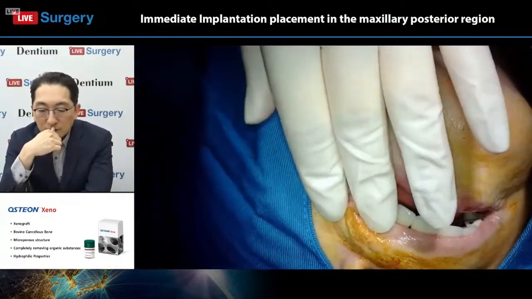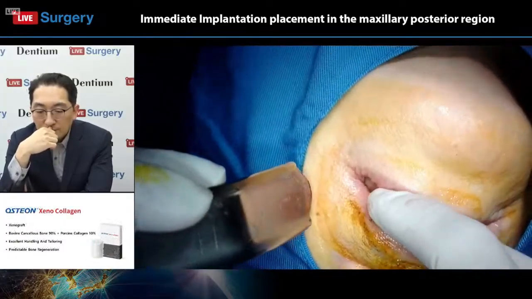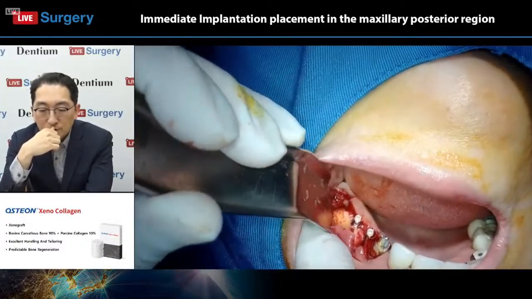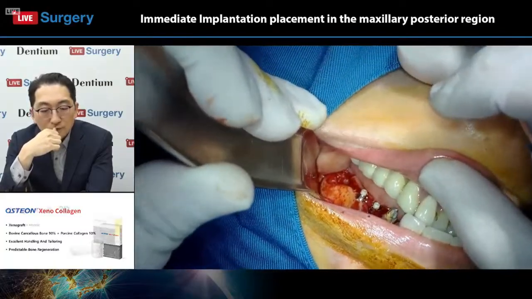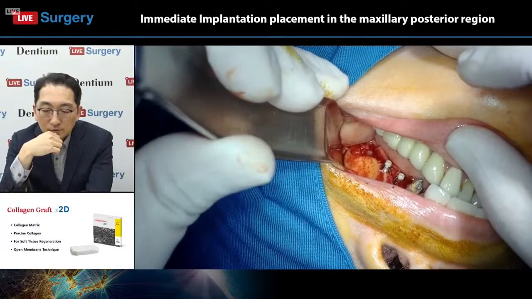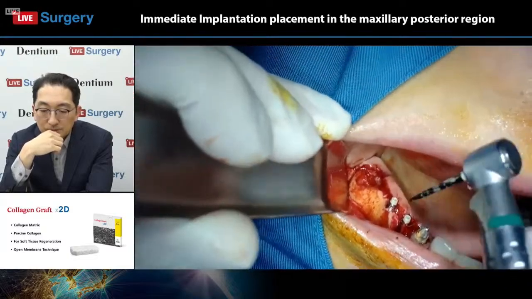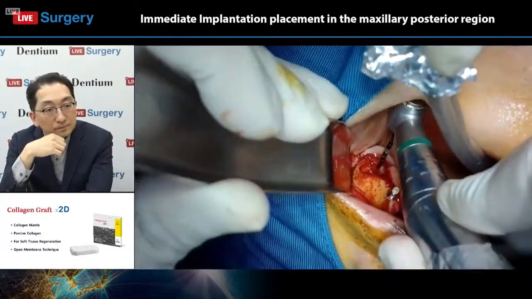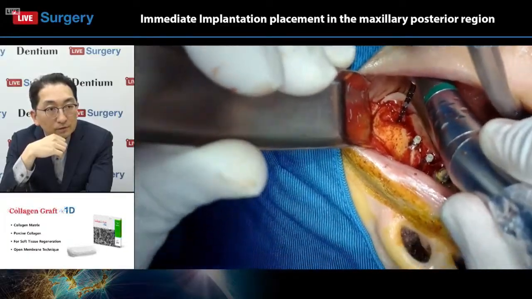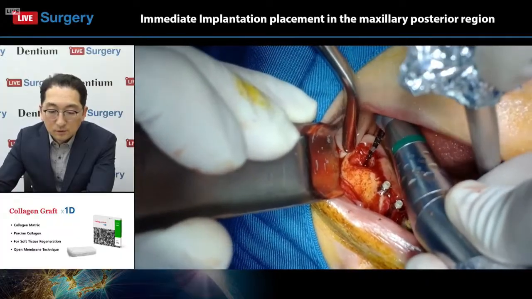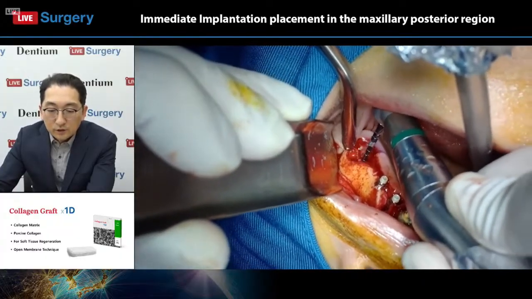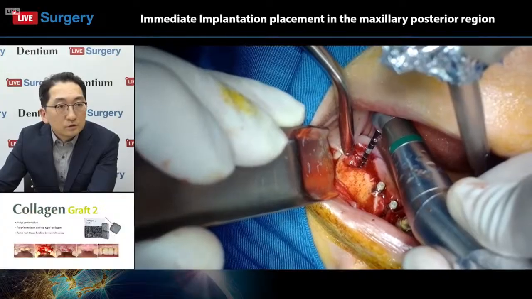Since the bone width in the 24 and 25 was only less than 5 millimeter, drilling was done with careful positioning to avoid dehiscence. From now on, I will now drill at the 27 extraction socket.